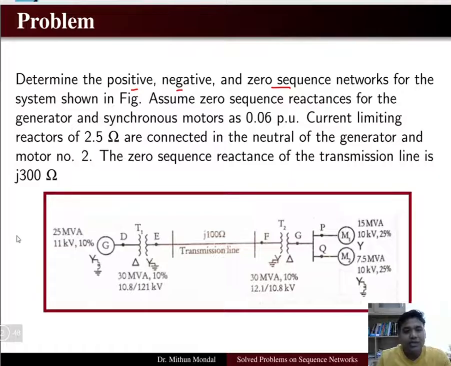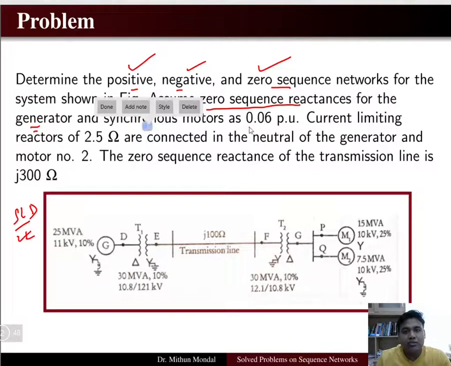A single line diagram of a power system is shown in the diagram and you have to obtain the positive sequence, negative sequence and zero sequence network of the corresponding single line diagram. Assume that the zero sequence reactance for the generator and the synchronous motors is 0.06 per unit, and current limiting reactors of 2.5 ohms are connected in the neutral of the generator and motor number 2. So we can see that in the generator and motor number 2 there is a neutral reactance connected, and its actual value is 2.5 ohms.